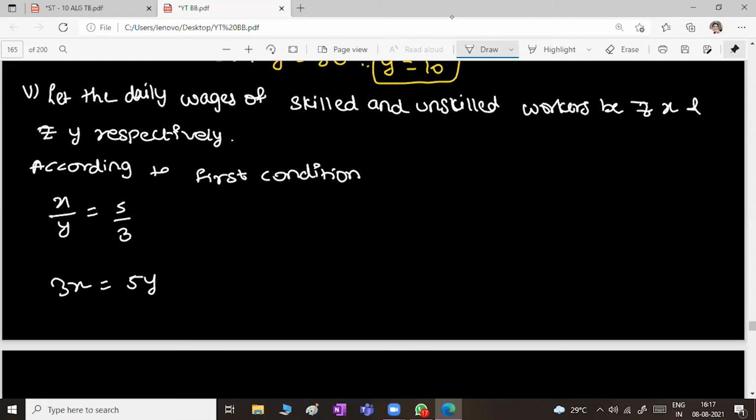सो नाउ कैन आई गो फॉर सेकंड कंडीशन. तो एक मिनट, इक्वेशन तो बना नहीं सर, तो ये लो इक्वेशन बना दो. 3x माइनस 5y इज इक्वल टू 0. बन गया इक्वेशन. नाउ अकॉर्डिंग टू सेकंड कंडीशन वी विल गो अहेड.